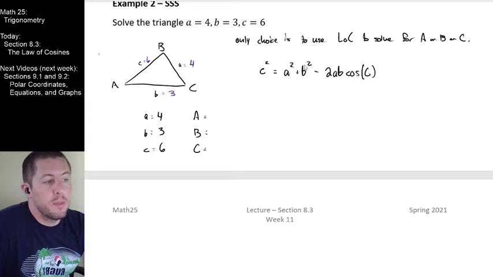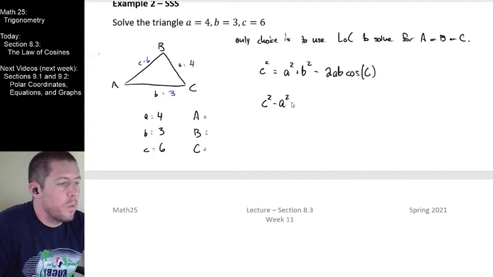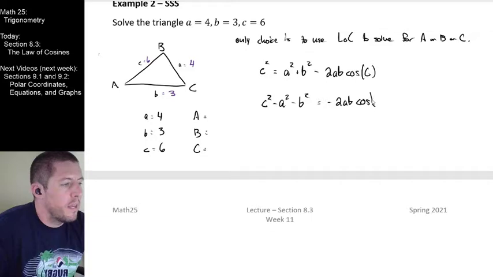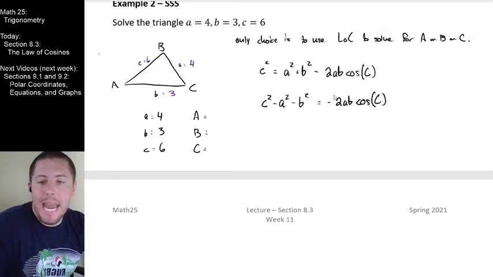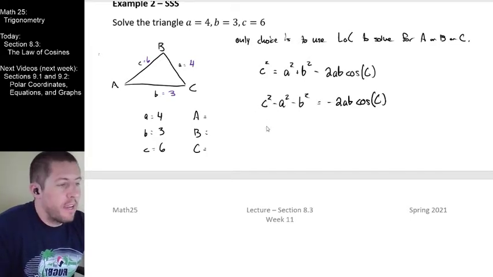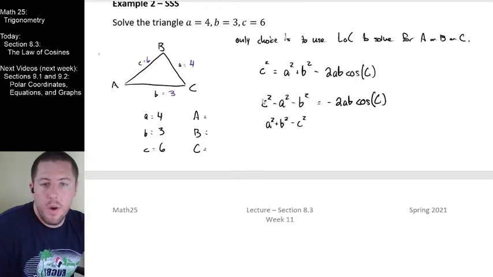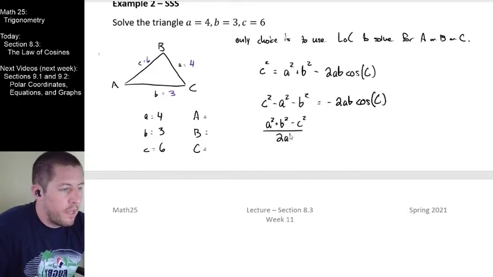So what I'm thinking is I want to subtract the A and B squared terms to the other side. So I'm going to get C squared minus A squared minus B squared equals negative 2AB cosine of C. I'm going to divide everything by negative 2AB. That negative is going to get distributed through to give us A squared plus B squared minus C squared. So notice, dividing both sides by a negative switched all these signs. C squared was positive, it's now negative. A squared and B squared were negative, and now they're both positive. And dividing by the 2AB, that should be equal to cosine of C.